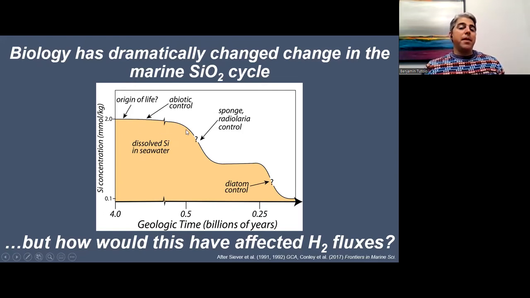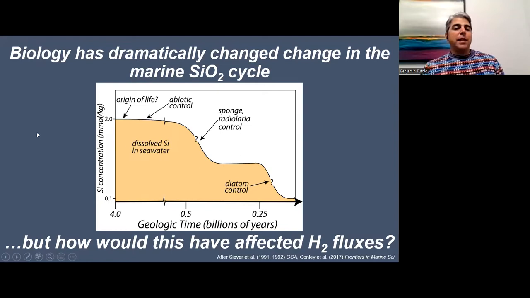Gradually through time, around the beginning of the Phanerozoic era and in Neoproterozoic time, we start to have sponges and radiolaria that are starting to soak up that silicon from seawater and suck down the concentrations of silicon in seawater. And then about a quarter of a billion years ago or so, diatoms evolved and really became very efficient at soaking up all of the silicon in seawater, such that the modern concentrations of silicon in seawater are around 100 micromolar or so, down from 2 millimoles early on in Earth's history.